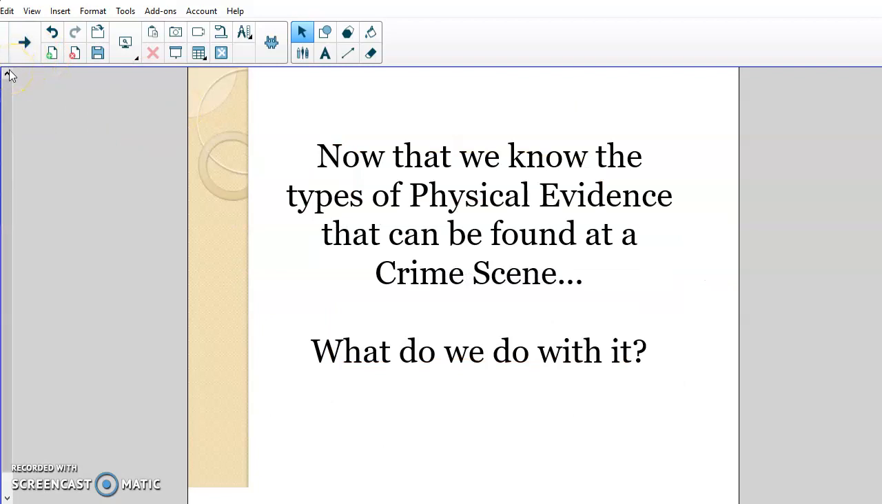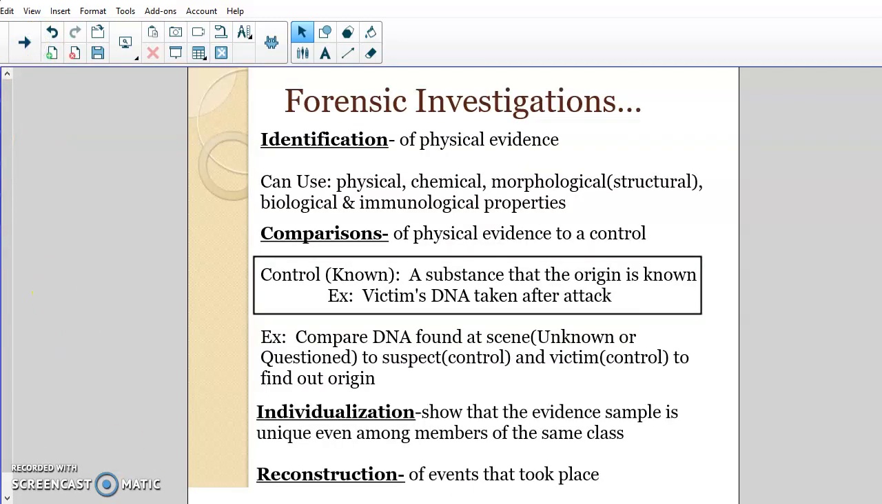So now that we know the different types of physical evidence that can be found, what's the purpose of it? What do we do with it? The next thing is for forensic investigations, okay? You do a couple different things with evidence. The first thing that you want to do is identify it. It's the identification of it.